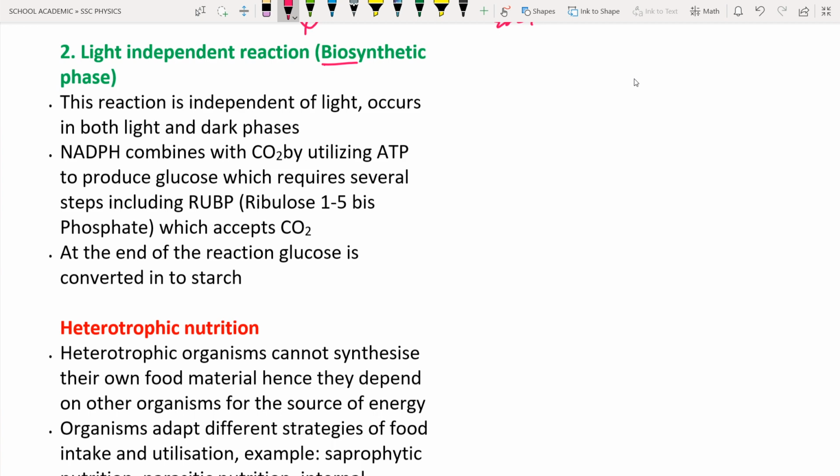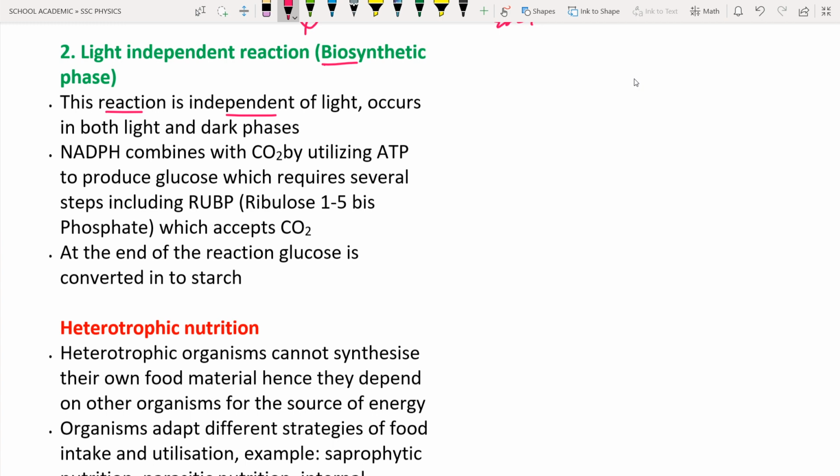Why do we call it a biosynthetic phase? Because here you will see a number of enzymes are involved. We know that enzymes are biocatalysts. What is meant by biocatalyst? It is present in living organisms, and it enhances the reaction without being consumed in the reaction. You don't have to study all those things, but remember that enzymes are biocatalysts. This reaction is independent of light.